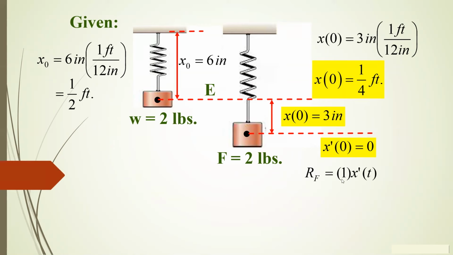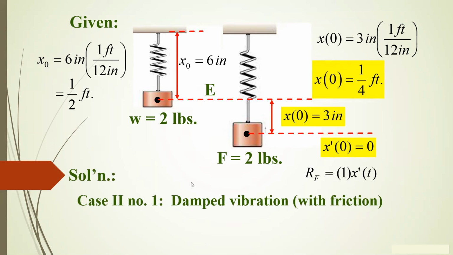That's equal to 1 times the velocity at any time. This is velocity at any time. This is only the initial velocity at 0. Do you understand? They are different, because if not, you'd say 1 times 0 is 0. Yes, initially. But as it moves, it increases, we get velocity, and you get a retarding force. Okay? So this is basically falling under case number 2 with number 1, damped vibration.